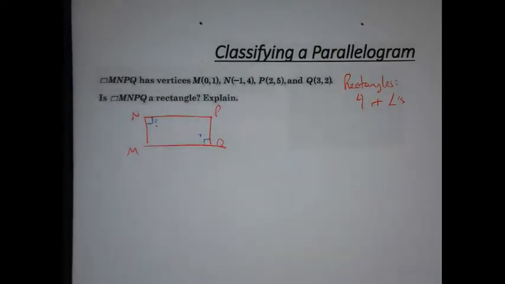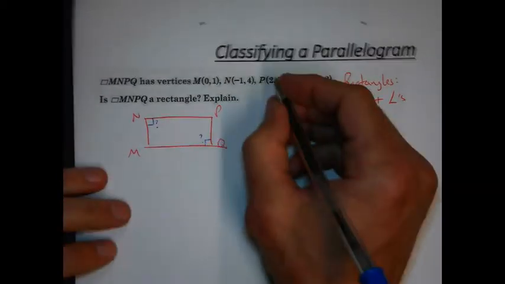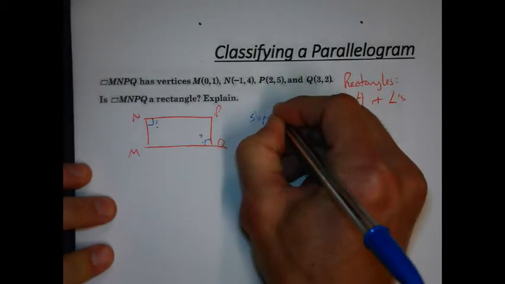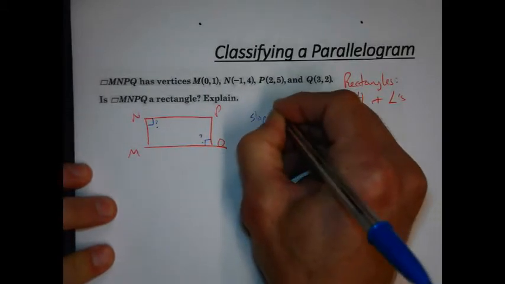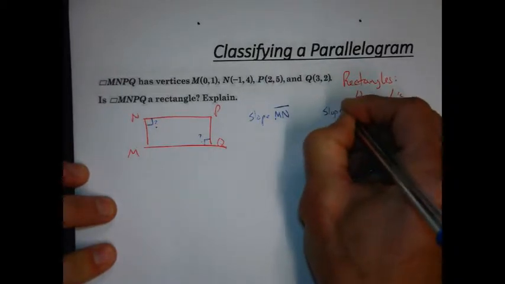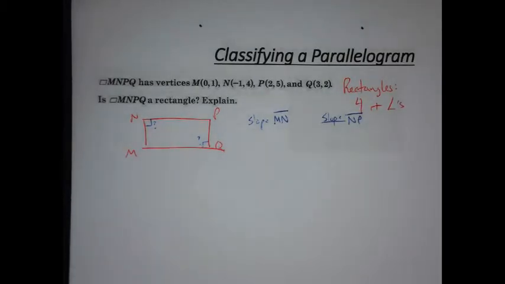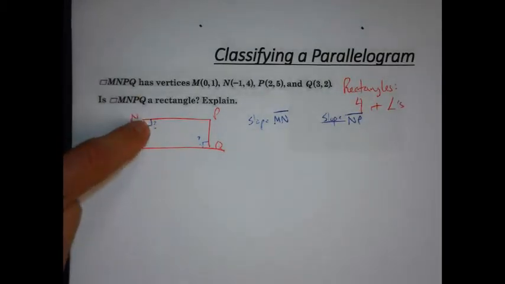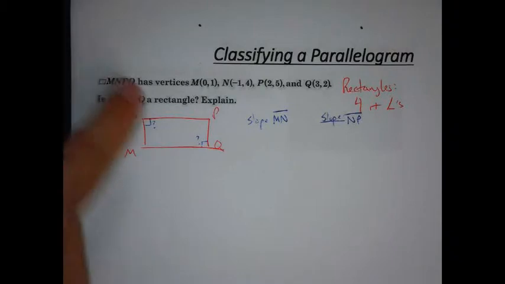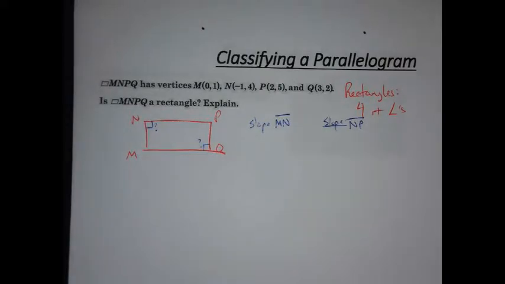How's that going to work? Well, we have to find the slope of MN and compare it to the slope of NP. If we have opposite reciprocal slopes, we have perpendicular lines. And if we have perpendicular lines here, then we know the whole thing is a rectangle because we have a parallelogram. Okay, so let's play this out.